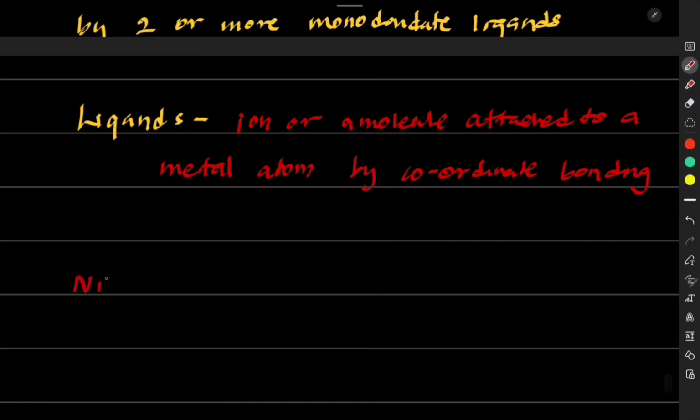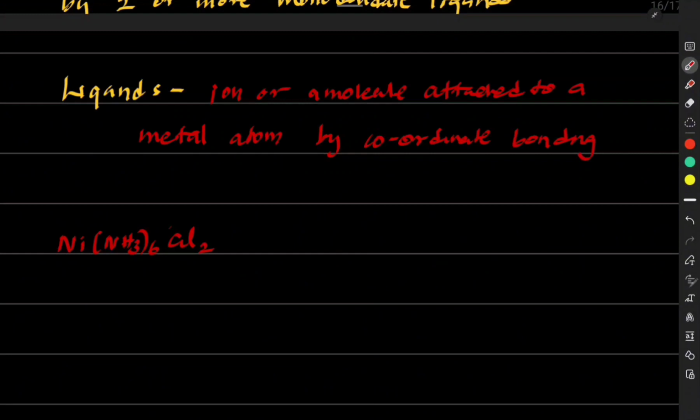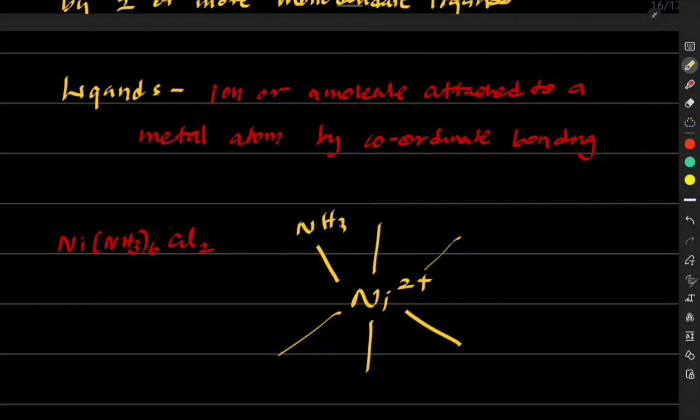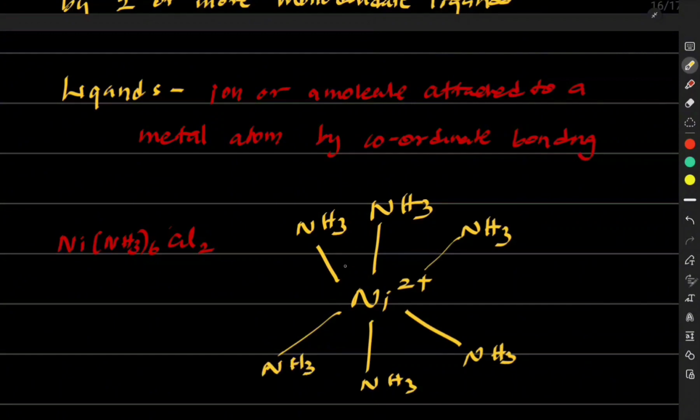Let's take Ni(NH3)6Cl2. This is a coordination compound. Now let's look at its structure. Nickel is at the center, and nickel has a 2 plus charge. Ammonia is here, and there will be 6 ammonia: NH3, NH3, NH3, and NH3. These are not bonded.